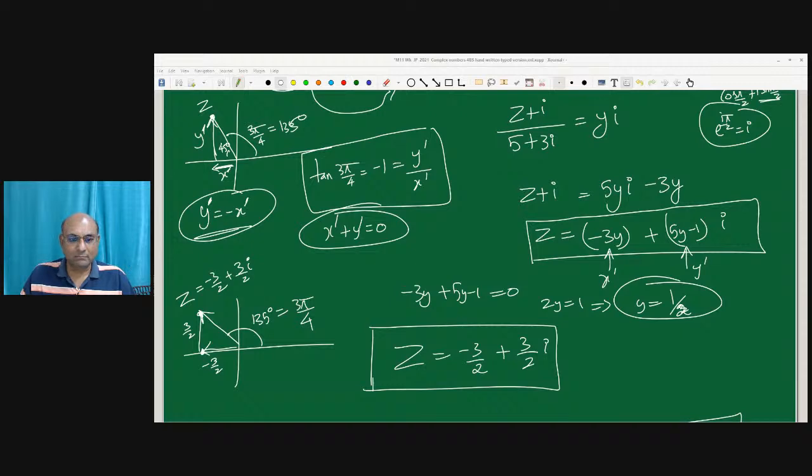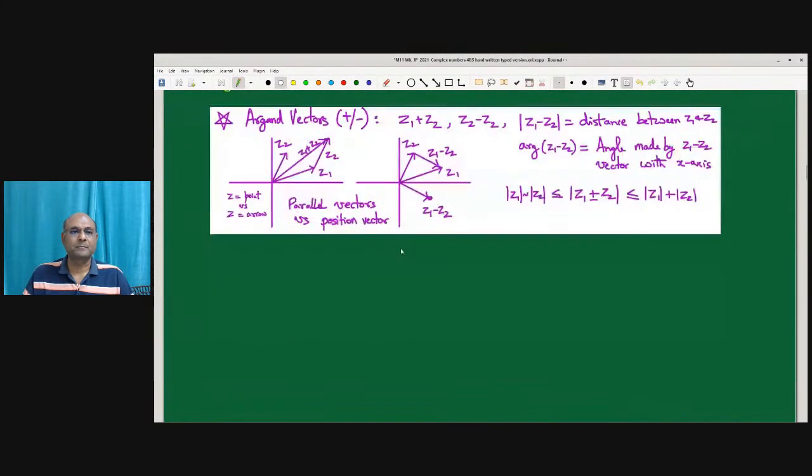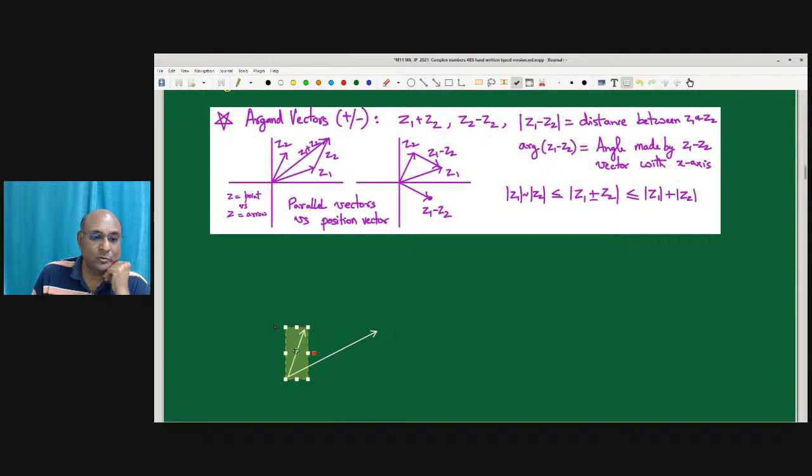Let us move on. Most of this I've already told you, but I will just go ahead and do one small thing. Like vectors, you can add complex numbers. So if I have Z1 and Z2, to add, take this Z2 and move it here. Remember, Z2 is like a position vector. It has to start at the origin. But when I move it, it is a parallel vector. This is not Z2. This is parallel to Z2.